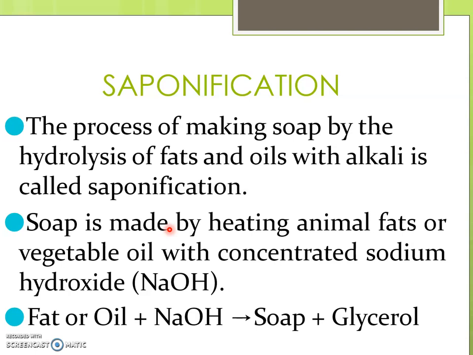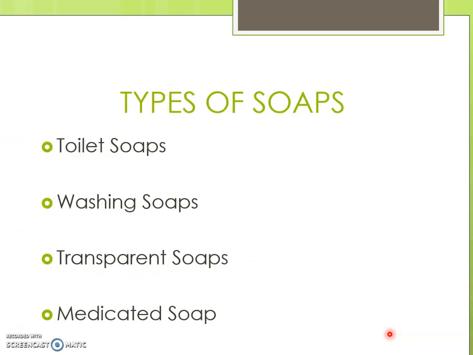So soap is manufactured by the reaction between fats and alkali. Usually the alkalis used are NaOH or KOH. If we use NaOH, we will get the sodium salt of fatty acid. If we use KOH, we will get the potassium salt of fatty acid. So this is the reaction. A fat or oil reacts with sodium hydroxide to form soap and glycerol. Glycerol is the byproduct obtained in soap manufacturing units.